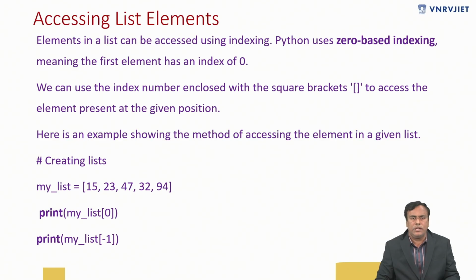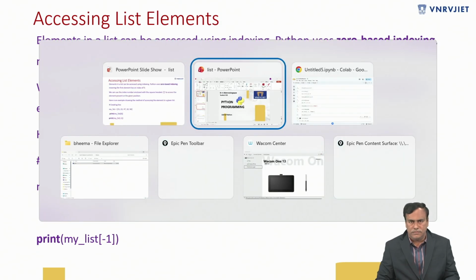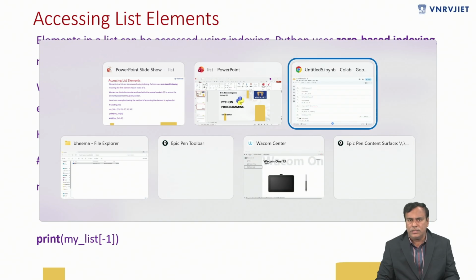Now we are going to look at how to access the elements of a list. List follows zero-based indexing. So the first element is referred to by the index 0. The next element is referred to by the index 1, and so on. We can use this index number enclosed in square brackets to access the element that is present at a given position. Now we have already created some lists, right? Let me go back to that.